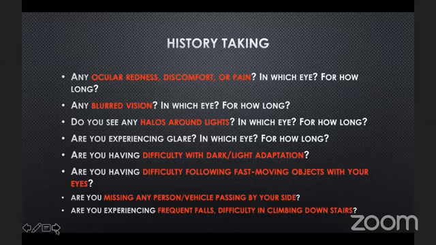You must ask about ocular redness, discomfort, or pain, visual symptoms such as blurring of vision, colored halos around light, history regarding any glare, difficulty in dark or light adaptation, difficulty following fast moving objects, history of missing any person or vehicle passing by the side of the patient, and history of frequent falls, difficulty in climbing down stairs.